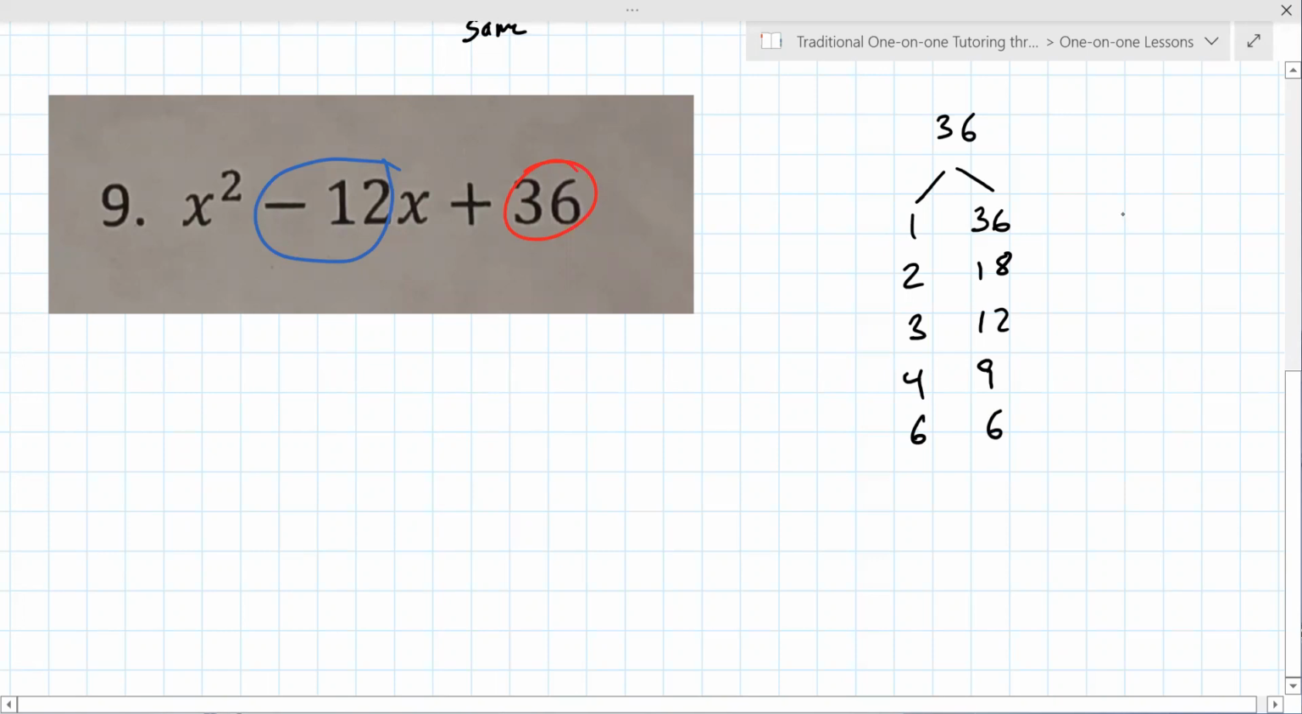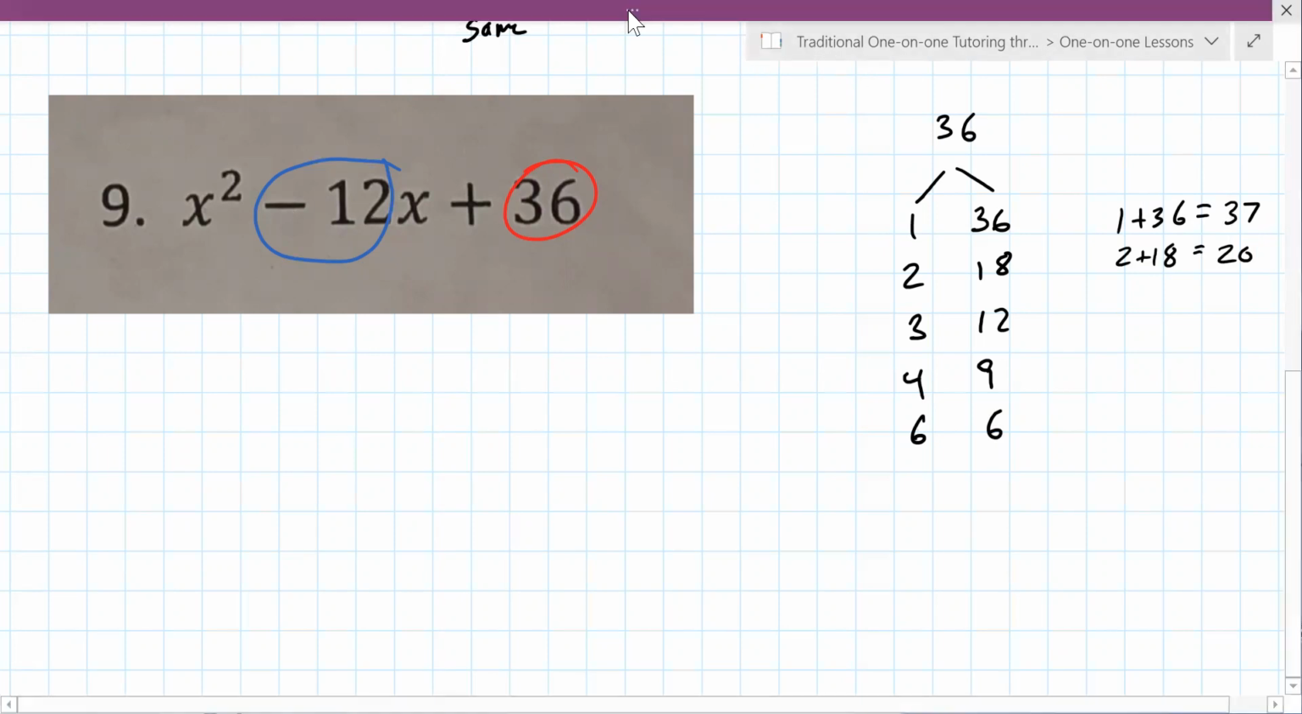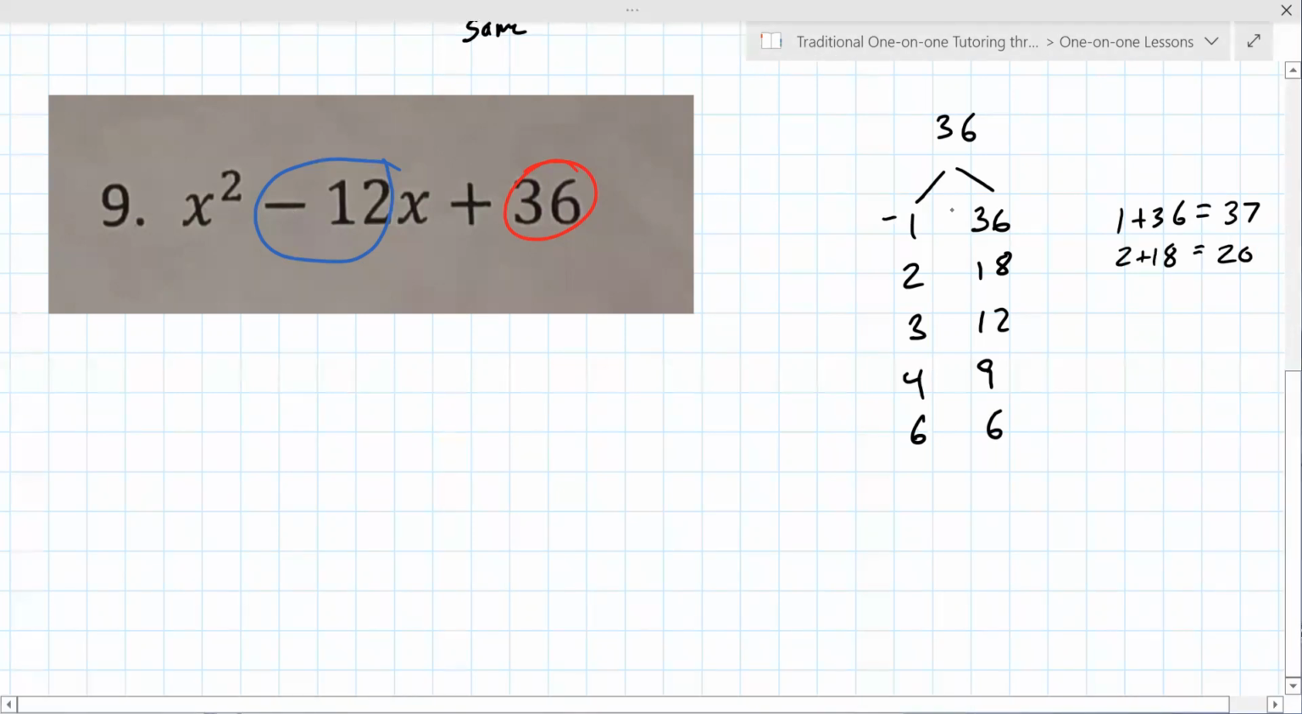Okay, now what do you notice about all of these when you add them up? What is 1 plus 36? 37. Okay, and 2 plus 18? 20. Now these are positive numbers, and what do we want over here to the left? What's in blue? Negative. So you might think, well, how do I do that? Well, you have to make both of these numbers negative, because two negatives make a positive.